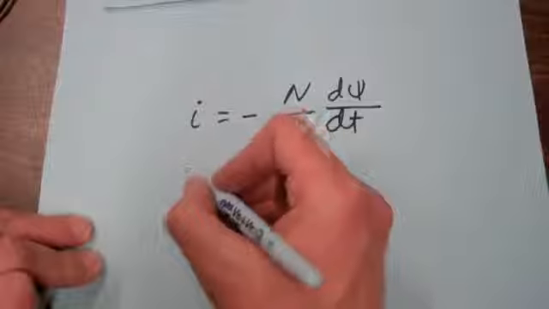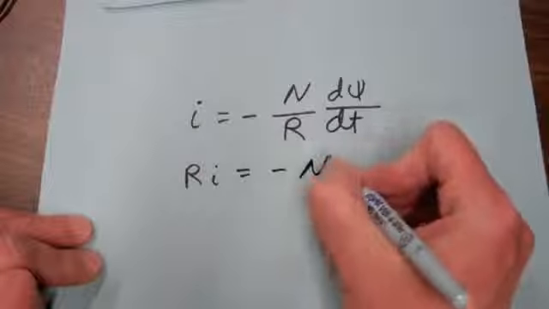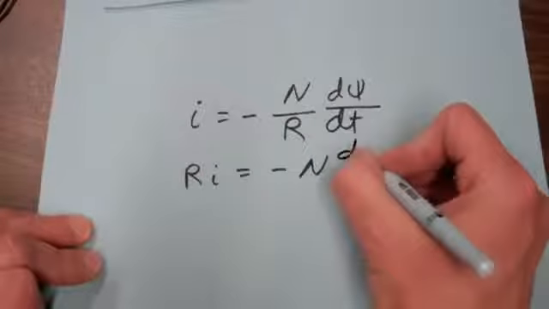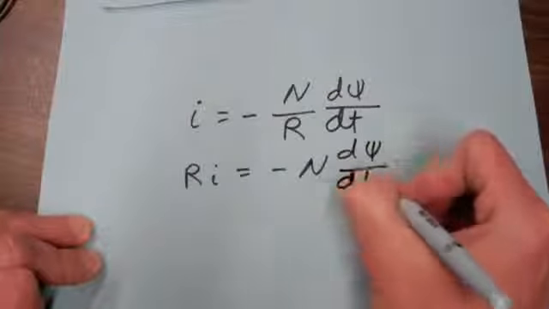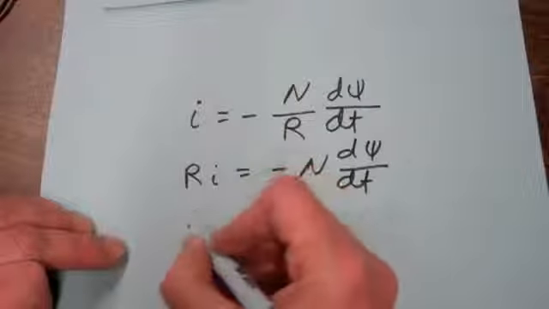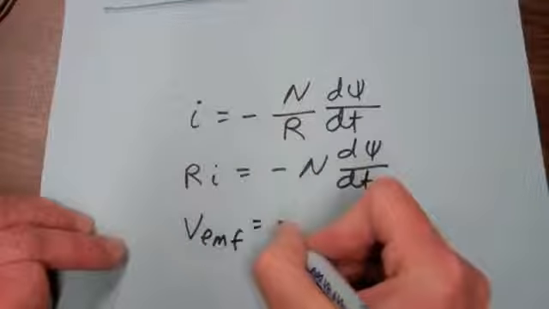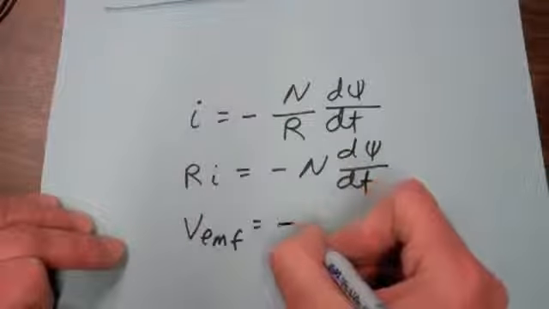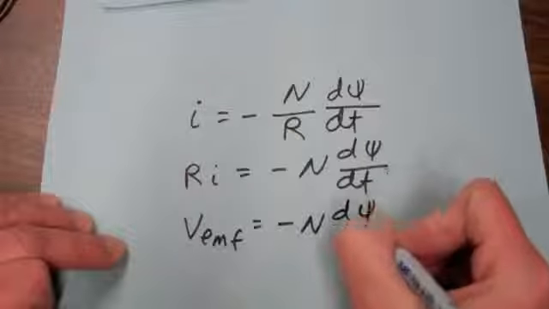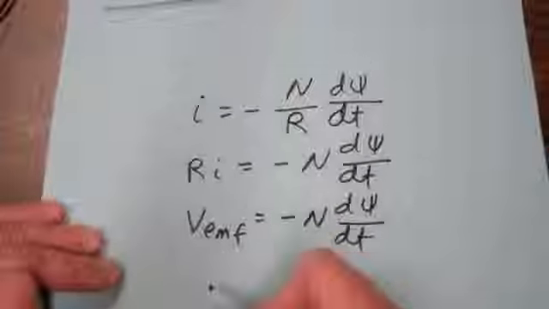So now if we multiply both sides of the equation by R, we get Ri equals minus N dψ/dt, and resistance times a current is a voltage or a potential. We call that the electromotive force. And so the electromotive force is equal to minus N dψ/dt, and this is known as Faraday's law.